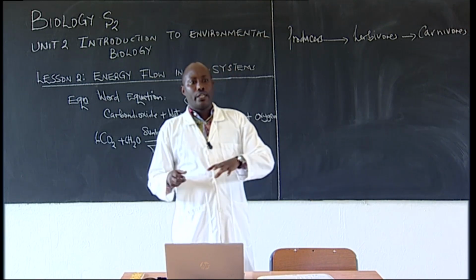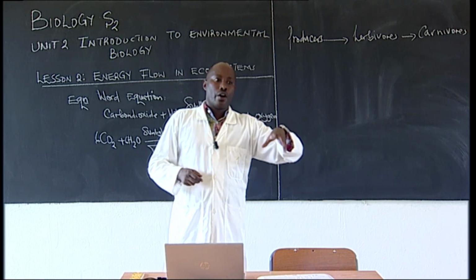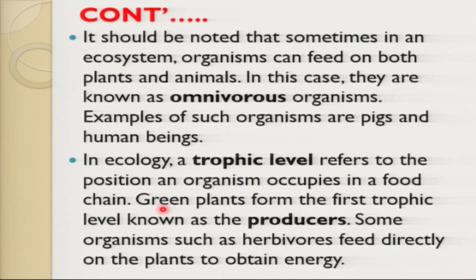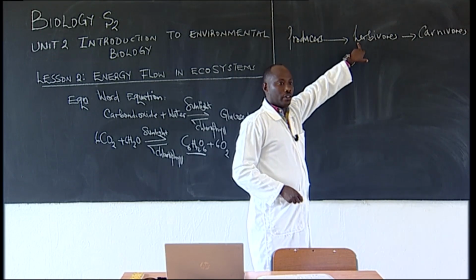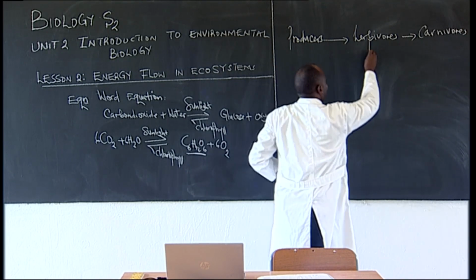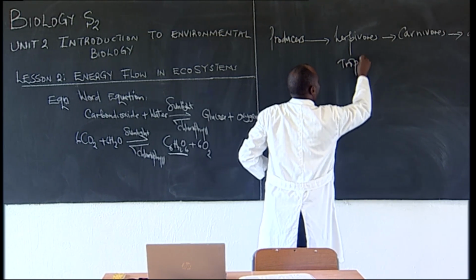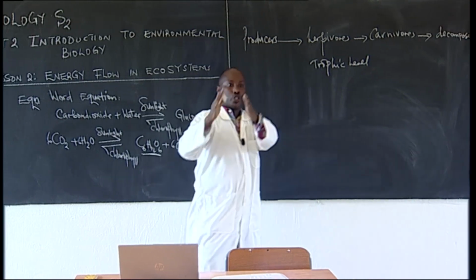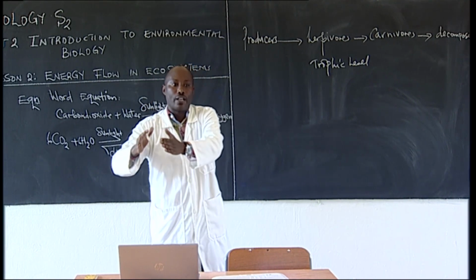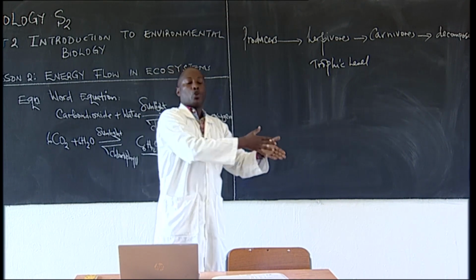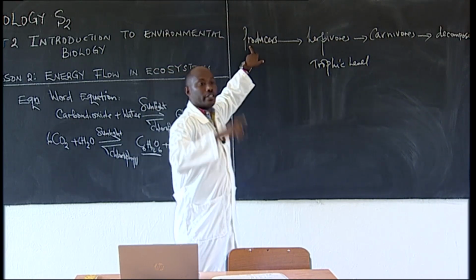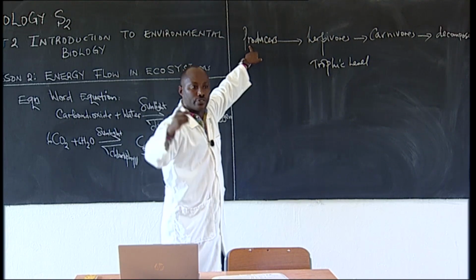So in ecology, the trophic level refers to the position an organism occupies in a food chain. This is what we call a trophic level. A trophic level refers to a position an organism occupies in a food chain. This is a food chain, a sequence of energy transfer.